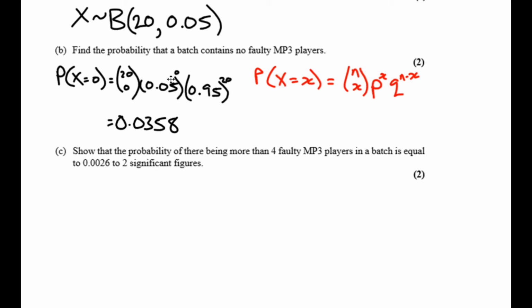Okay, so next we're asked to show that the probability of there being more than 4 faulty MP3 players in a batch is equal to the value shown. Nice that we have a show that question. It means we can be sure we're correct before we even turn the page for the next question. So we're going to do our own maths and we should end up with that same probability.